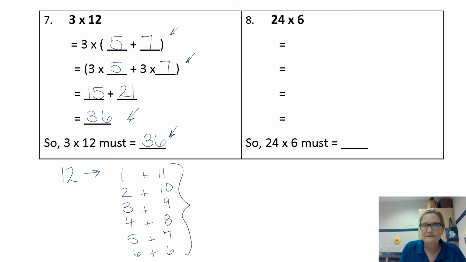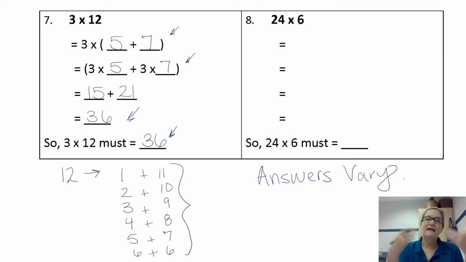You really could have made the 6 first and the 24 on the inside, or you could have the 24 on the outside. Again, there are lots of different answers for this problem. So we would say answers vary. If you had a teacher's answer key, it would say answers vary, which means there could be more than one correct answer.